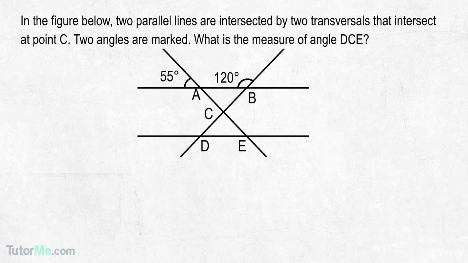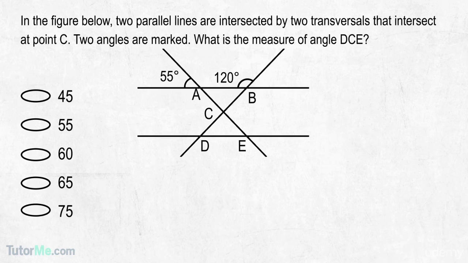In the figure below, two parallel lines are intersected by two transversals that intersect at point C. Two angles are marked. What is the measure of angle DCE? Take a look at the figure below and take note of the angles, specifically angle DCE. The best strategy for angle problems like these is to work in reverse. We know that to find angle DCE, we'll need to know angle ACB, and to get angle ACB, we need to know the measure of the other two angles in the triangle.